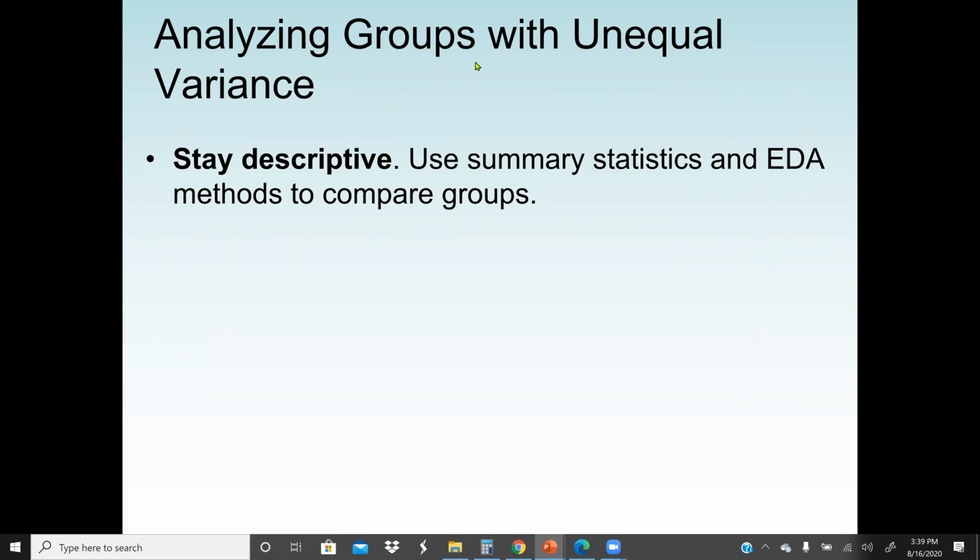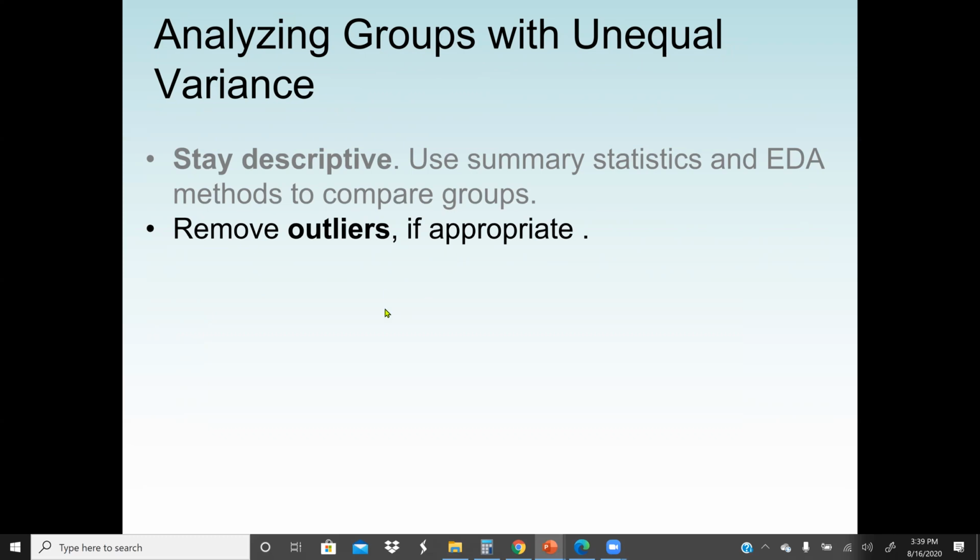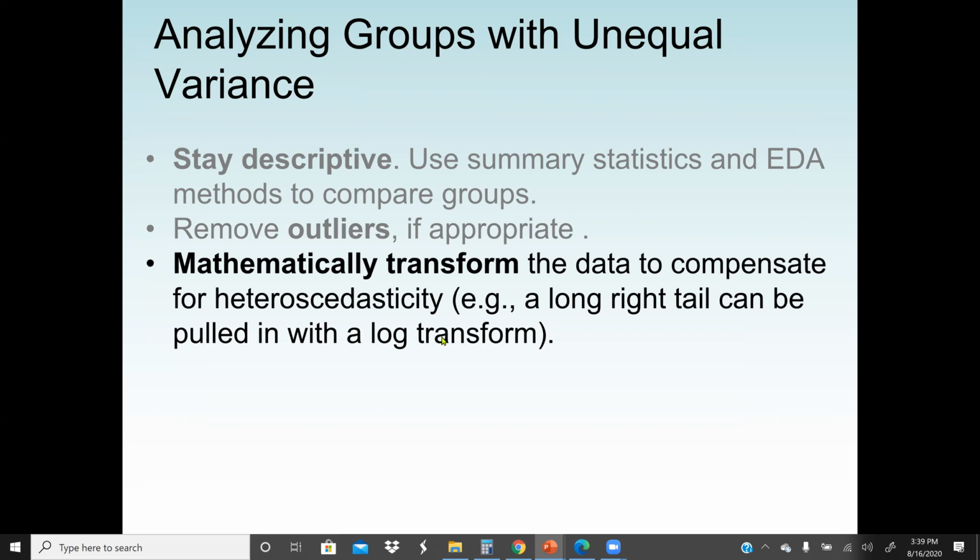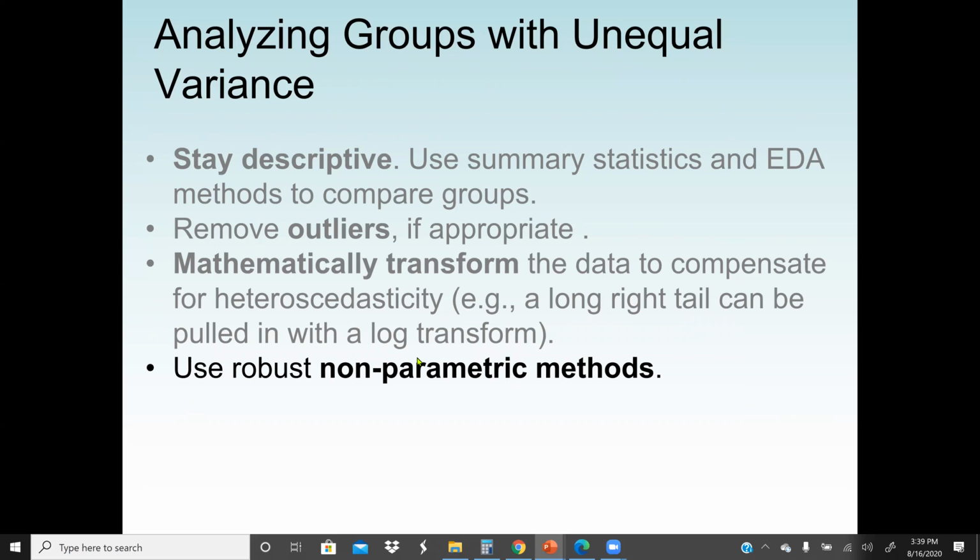When analyzing groups with unequal variance, we should always stay descriptive. Use the summary statistics and also EDA, the exploratory data analysis method, to compare the groups. As much as possible, we should remove the outliers if it's appropriate. Then mathematically transform the data to compensate for heteroscedasticity, such as a long right tail that can be pulled in with a log transform. Then we use robust non-parametric methods.